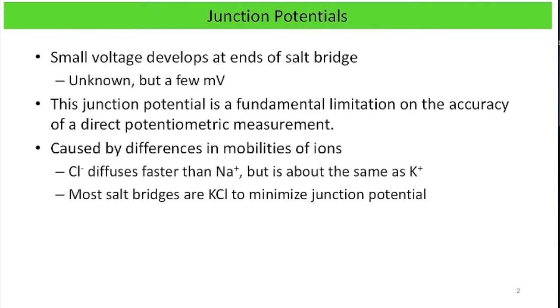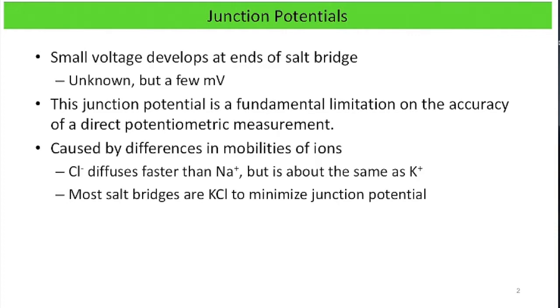Because ions are flowing within the salt bridge, ions don't all flow at the same rate. Some flow faster than others, and because of this difference in speed, the difference in their mobilities, this is a fundamental limitation on the accuracy of direct potentiometric measurements, because we don't know how much of the voltage that we're reading is due to this junction potential. In most cases, it's probably just a small amount, but since we don't know what it is, we can't really account for it.